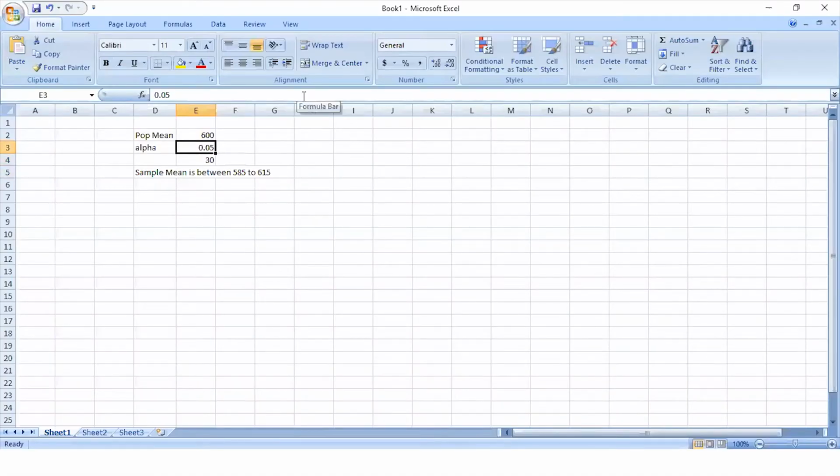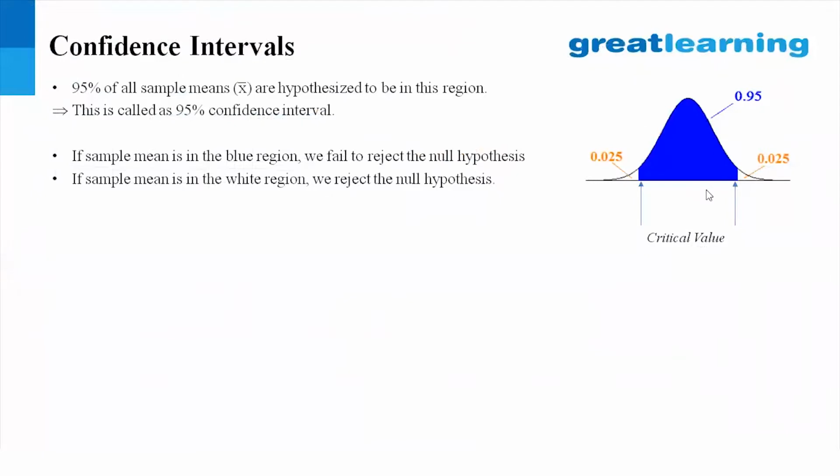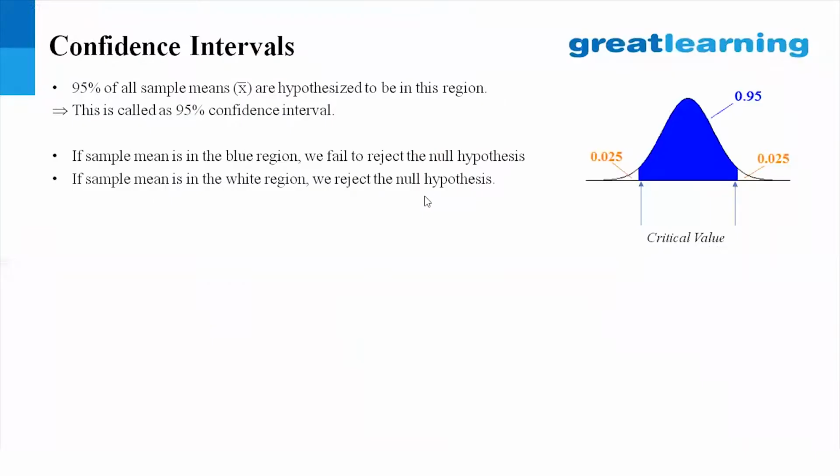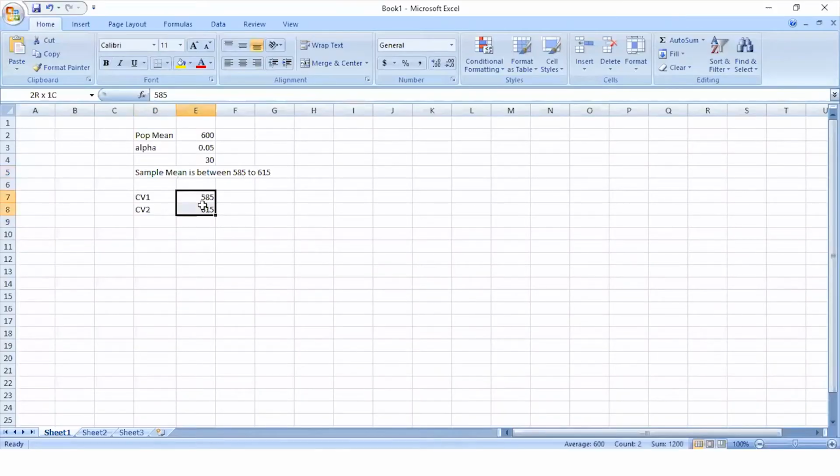Coming back to this example, our population mean was 600, our alpha was 0.05, which is 30. I've divided 30 into two parts. In case your sample mean falls between 585 and 615, that will be in the blue region here. So critical value 1 will be 585, and the critical value towards the right-hand side will be 615. As long as the mean that you're calculating falls in between these two values, you fail to reject the null hypothesis.